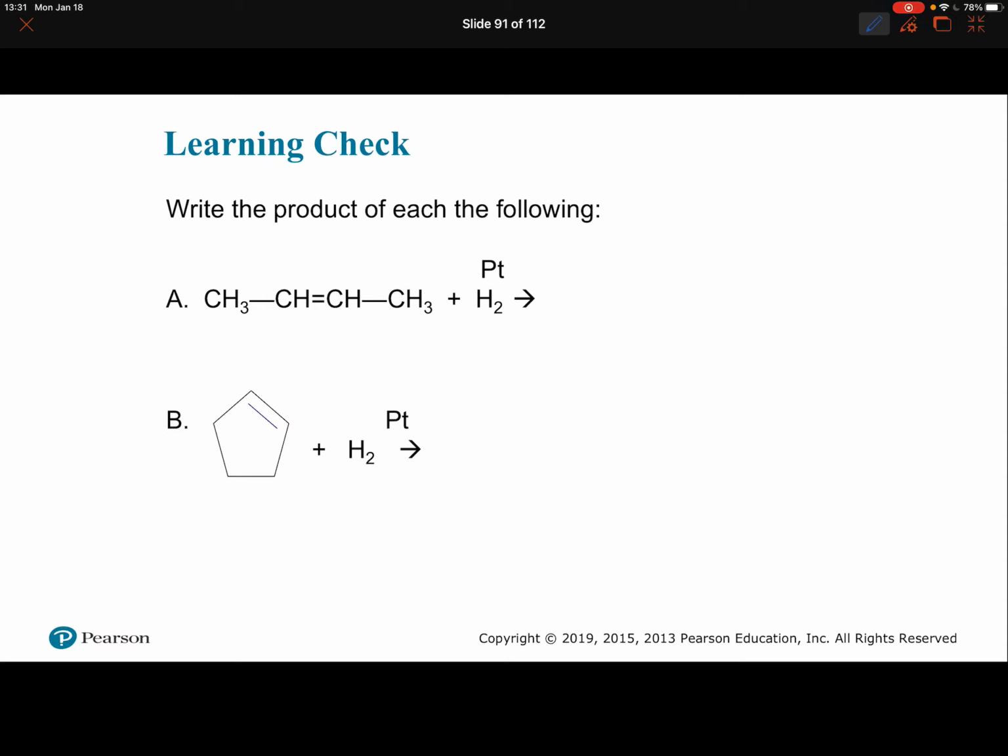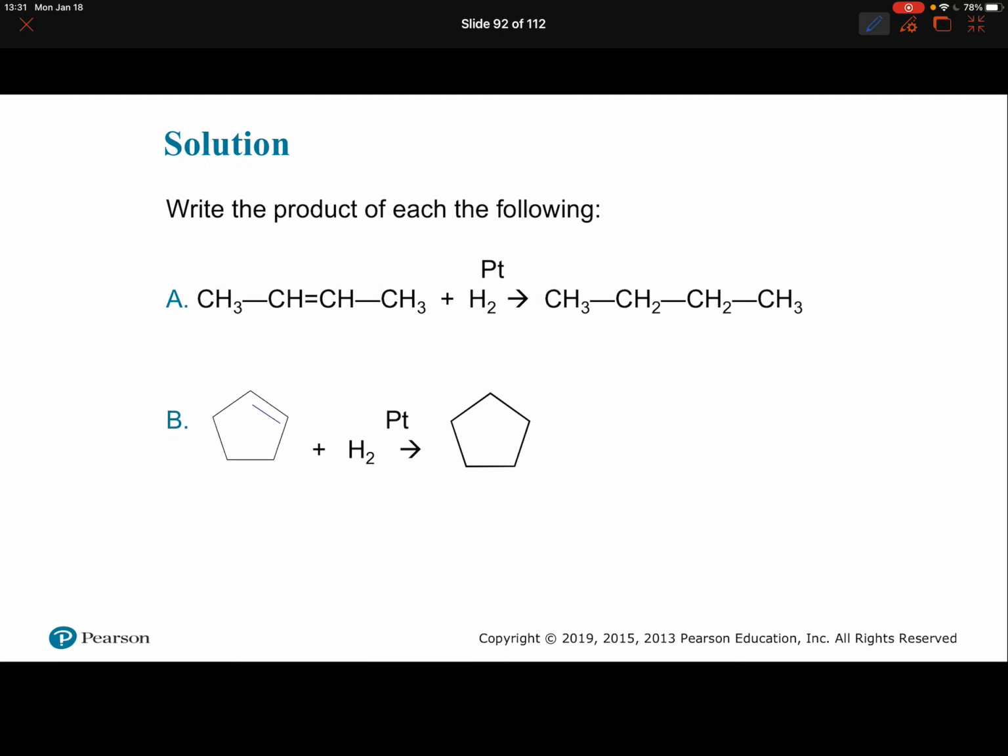All right, you try to predict the products to these. So again, you're drawing the product, and test yourself with names as well. Try naming these reactants, try naming the products. So this first one is 2-butene. This first one is cyclopentene. Cyclopentene becomes cyclopentane. 2-butene just becomes butane. Hopefully these weren't too difficult.